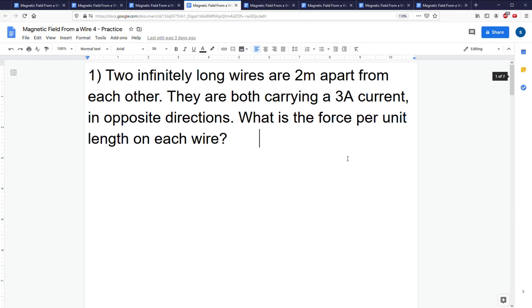Directionally, the wires are carrying current in opposite directions, which means the wires will repel each other.